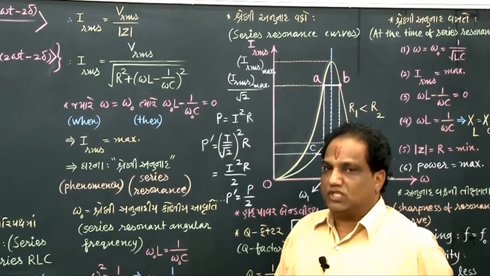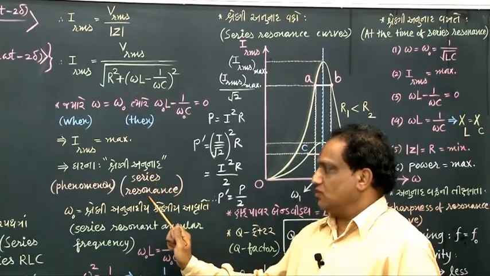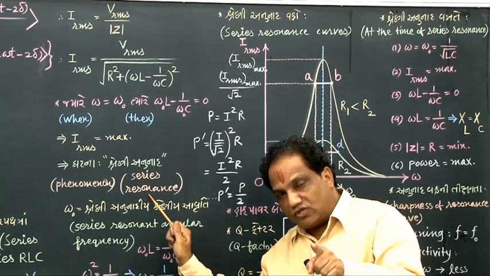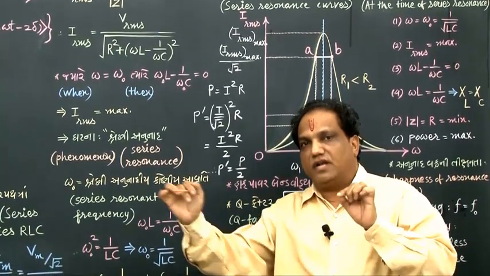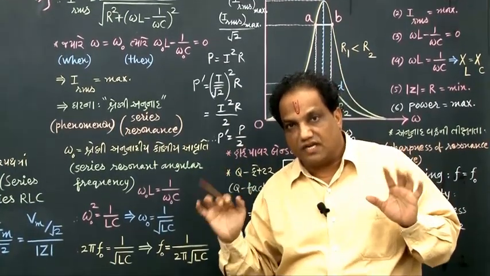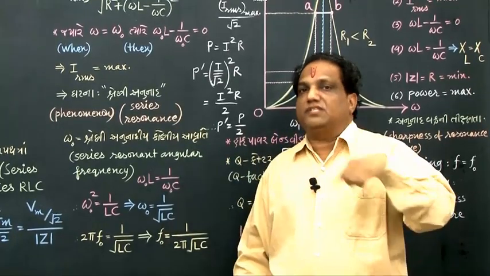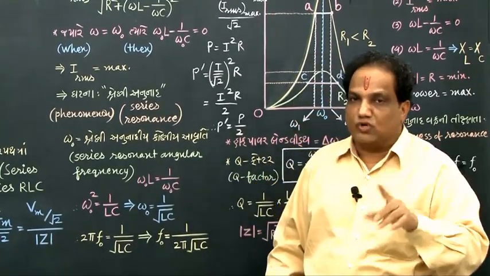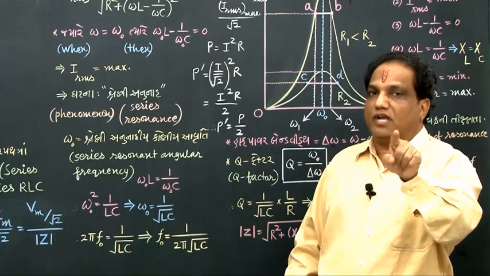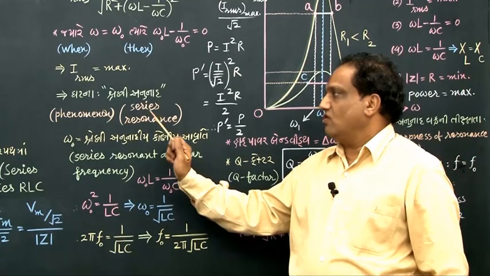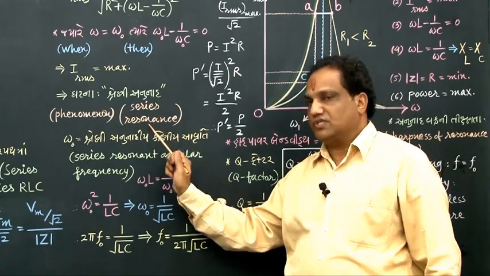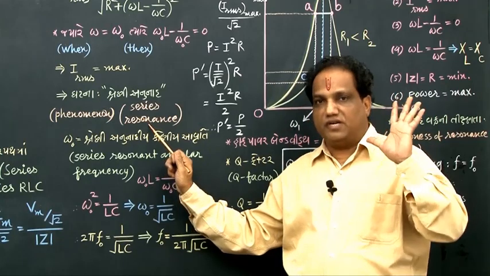Such a phenomenon is known as series resonance. Why is it called series resonance? Because right now we have connected all the components in the AC circuit in series. There is talk of parallel resonance also in the numericals, but in the theoretical part we have to discuss only series resonance. Okay, how would you define it?